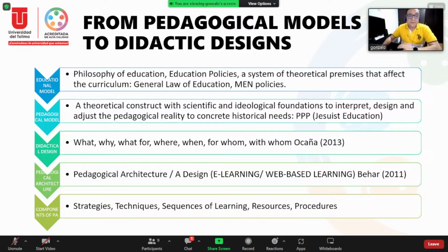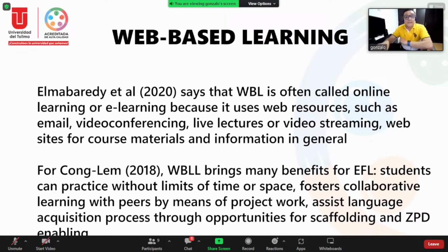In that order of ideas, web-based learning has to do with a definition that I found by Emma Berry from 2020: online learning or e-learning, because it uses web resources such as email, video conferencing, live lectures, video streaming, websites for course material and information in general. So basically what we are doing in this moment, we are in web-based learning because we are using a technological gadget, in this case video conferencing through Zoom.